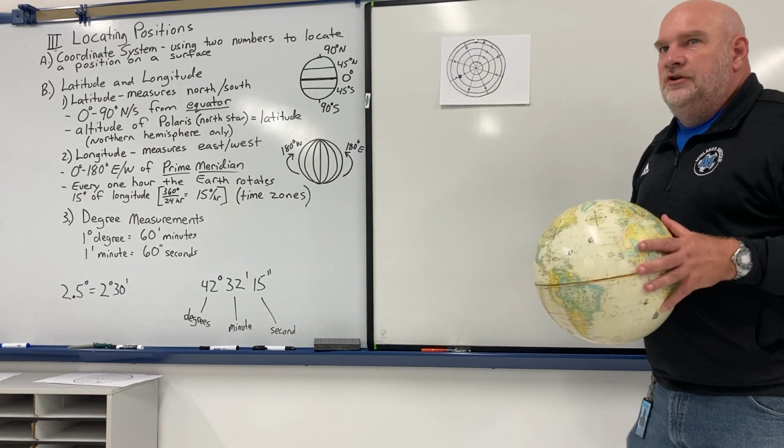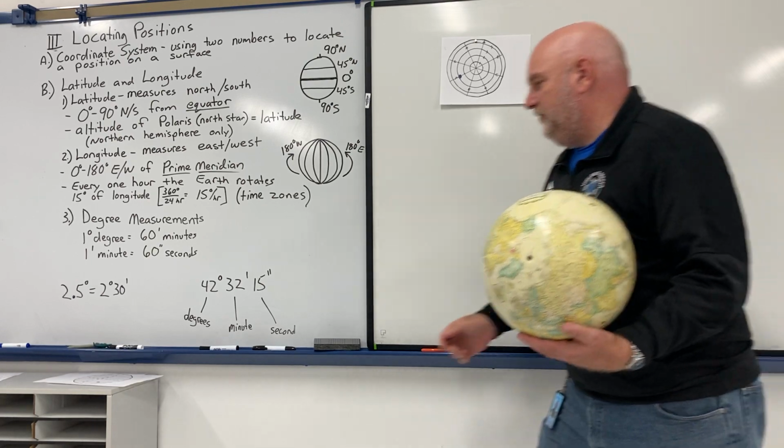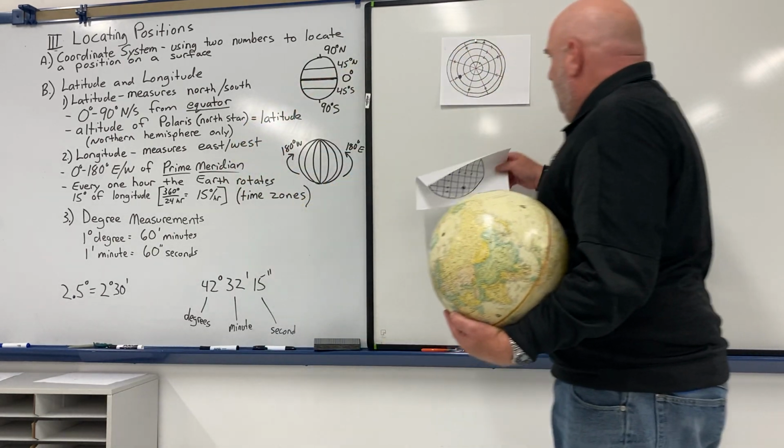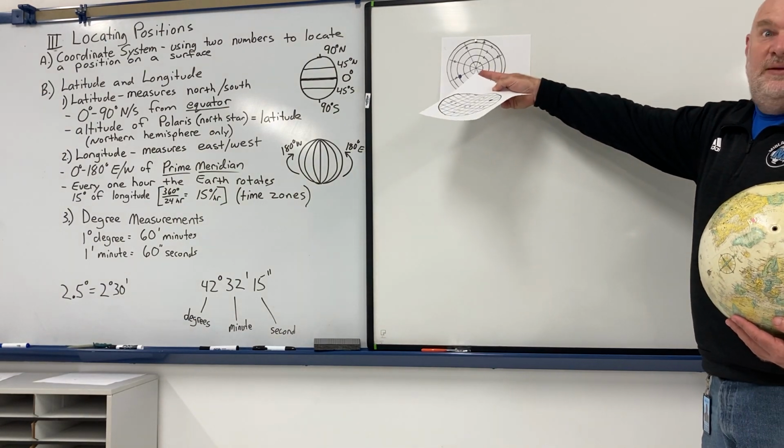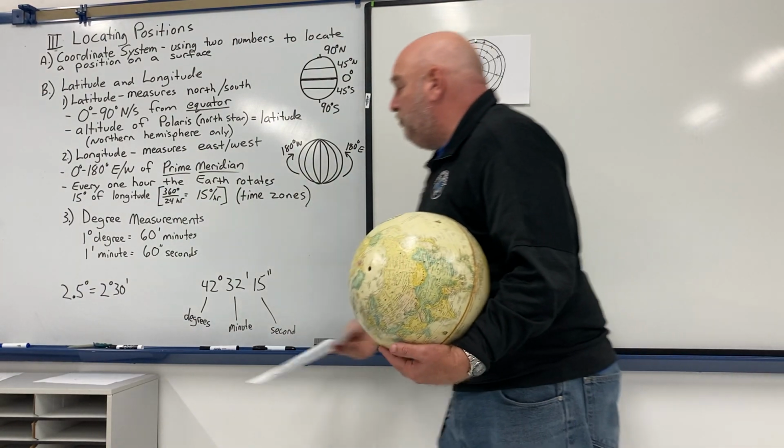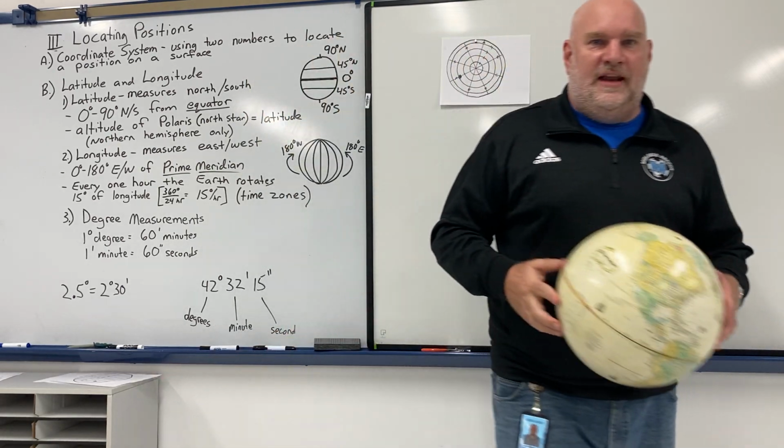So the latitude and longitude system is actually kind of a combination of these two things. When you look at it from the side, it's kind of like this. When you look at it from the top or bottom, it's kind of like that. And that's what we're looking at today. It's coordinate systems and latitude and longitude.